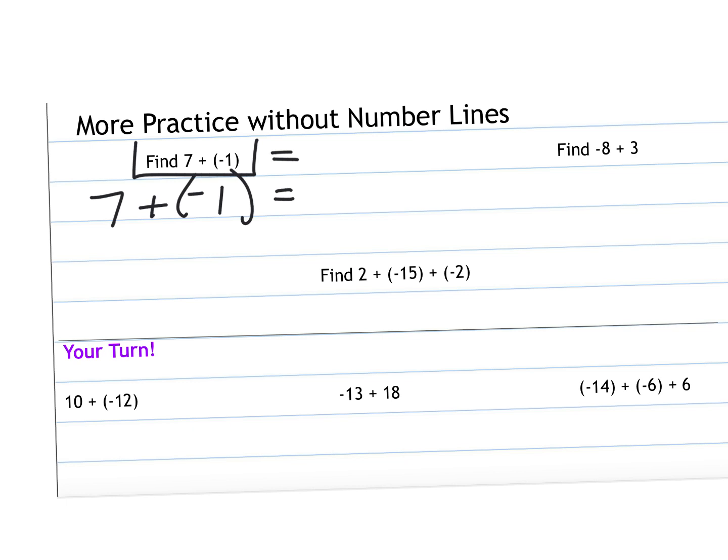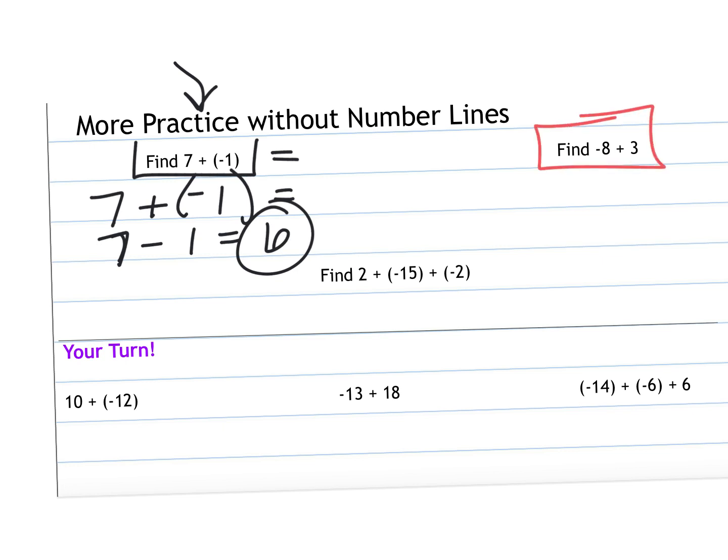7 plus negative 1. So if I take the absolute value of both numbers and subtract them, okay, so the absolute value of 7 is 7. The absolute value of negative 1 is 1. If I subtract them, I get 6. And then I ask myself, do I have more positives or more negatives? I have more positives, so my answer is going to stay at positive 6. So really, I have 7 and I'm just taking 1 away.